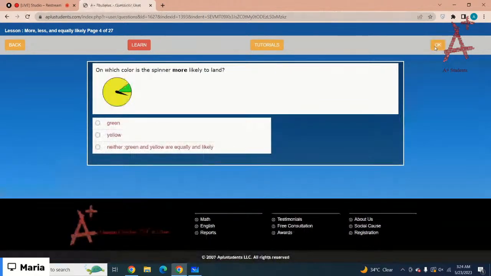Okay, the next one is on which color is the spinner more likely to land? So which is the correct option? More likely to land on yellow because the spinner has more yellow portion, so it will more likely land on yellow.